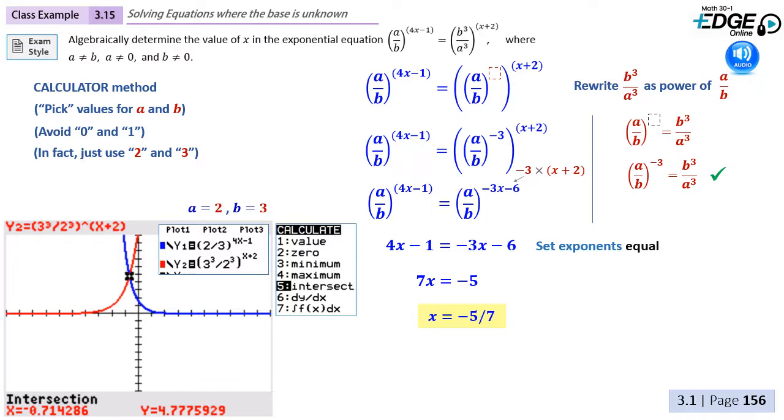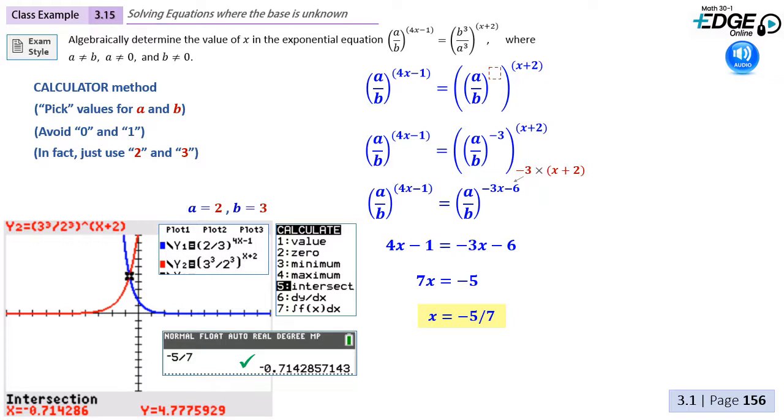If a were 2 and b were 3, then our expression on the left would say 2/3 to the 4x minus 1, and the one on the right would say 3 cubed over 2 cubed to the x plus 2. If we put those in as y1 and y2, it should give us the proper intersection point, which is to say, the intersection point will have an x-coordinate equal to our solution.